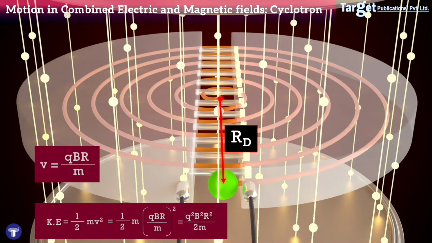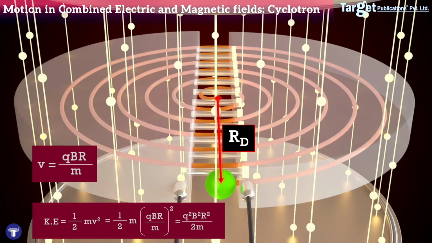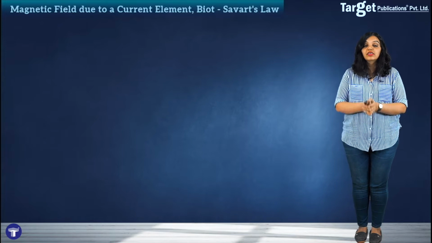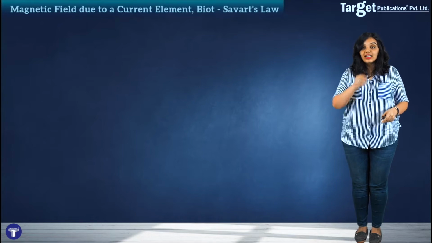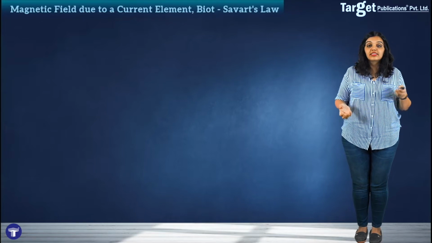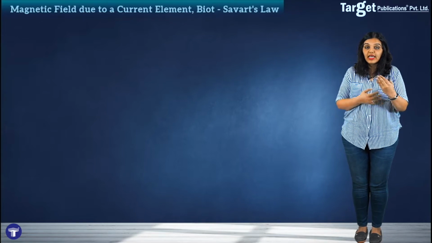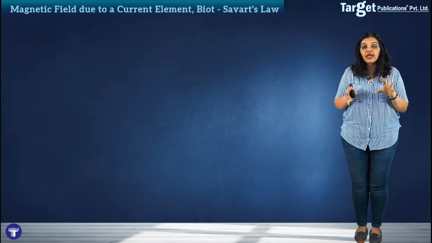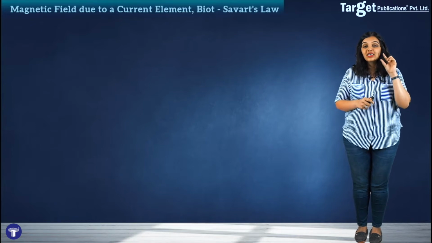Hence, the kinetic energy is given as half mv square is equal to q square b square r square upon 2m. Now finally, let's write down an expression for the magnetic field due to a current element. This is known as Biot-Savart's law. Biot-Savart's law is an experimental law, that is, he found out this relationship by experimenting with current carrying wires. And therefore, we are trying to write down the magnetic field due to a current element.